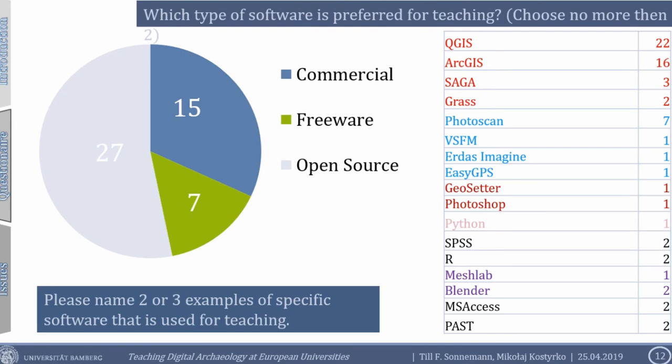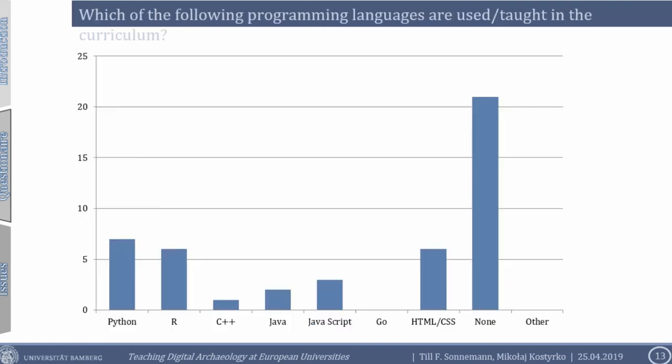Then, what software is used? Mainly open source. Of these, what kind of software is being taught? Of course, we kind of expected mainly the GIS software, very little of the others are being taught. However, you have to choose no more than two. We just wanted to have people answer quickly out of their mind, what are we teaching. Of course, at some universities, there will be a whole range of different software and programs being taught.